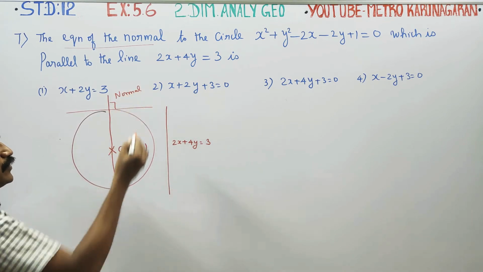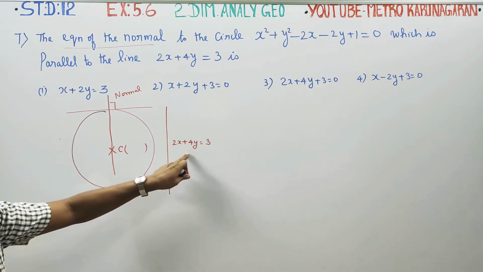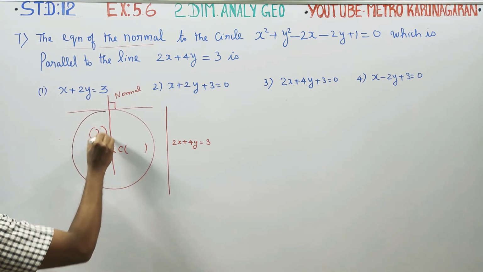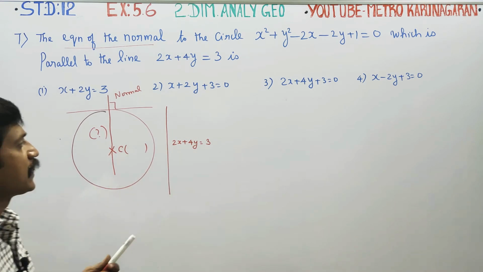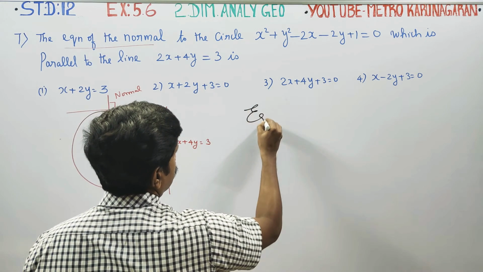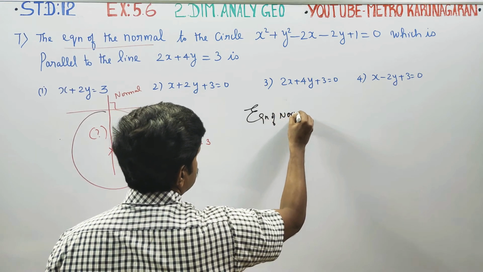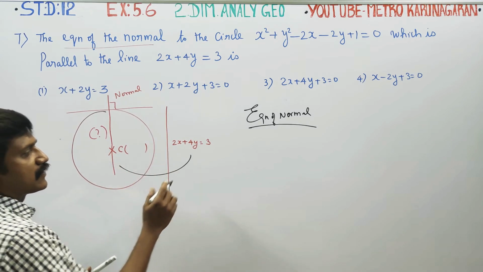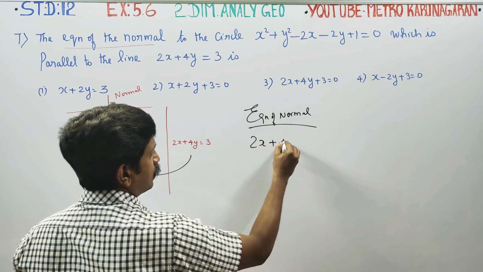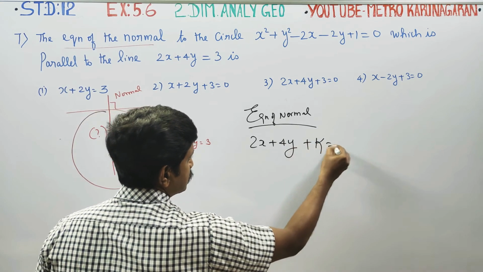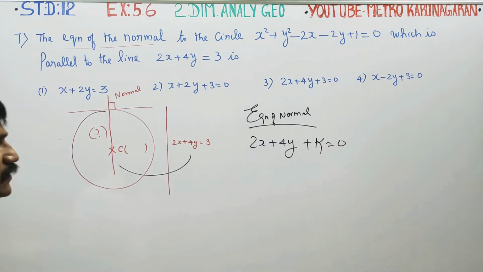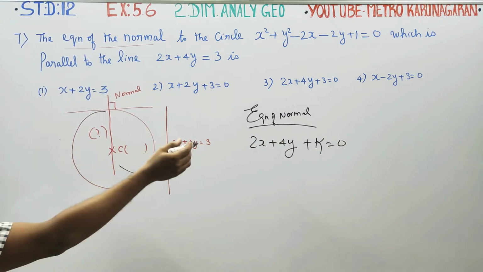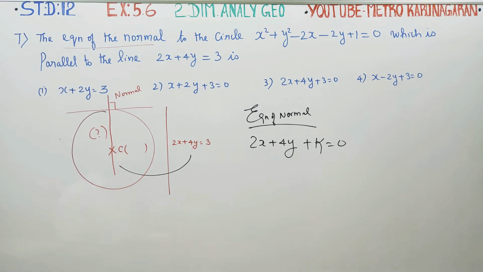The information given is that the normal is parallel to the line 2x plus 4y is equal to 3. We need to find the equation of the normal. Since these two lines are parallel, the coefficients of x and y remain the same, plus k is equal to 0. This is the equation of the normal. Only k is unknown; once we find k, the sum is done.